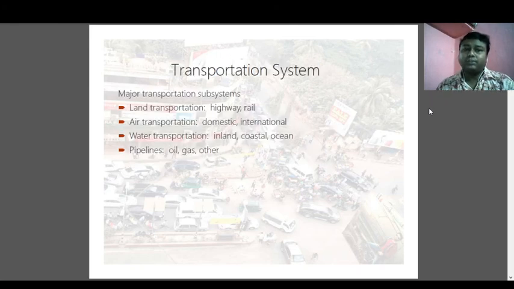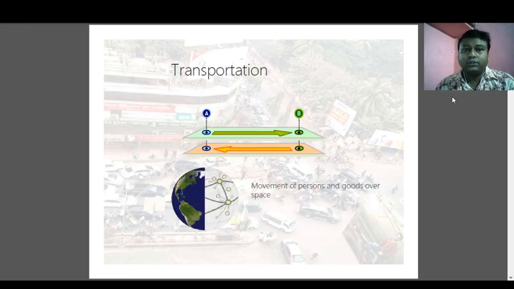The major transportation systems, as you all know, are land transportation, air transportation, water transportation, and oil or gas, that is, the pipeline transportation system. These are the four major transportation systems, not only in India but in the worldwide scenario. This is the pictorial view of transportation: basically movement from point A to B or from point B to A. So this is about the transportation system.